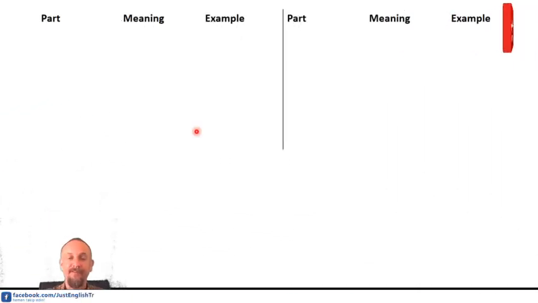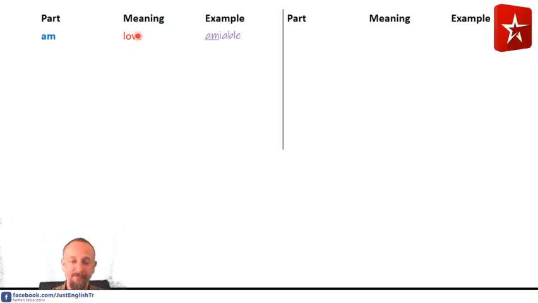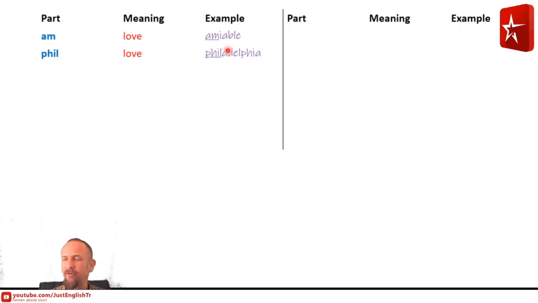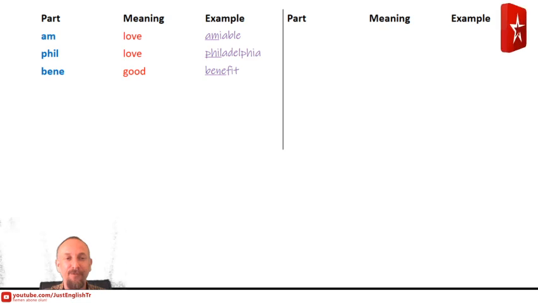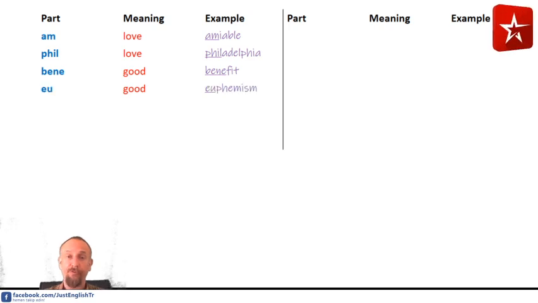So let's go and look at some others then. So we have am, be careful with your pronunciation here, means love. And then we have phil, which also means love. Philadelphia. I'm not really good with gods. So we also have bene, meaning good, as in the word benefits. If something benefits you, it's good for you.